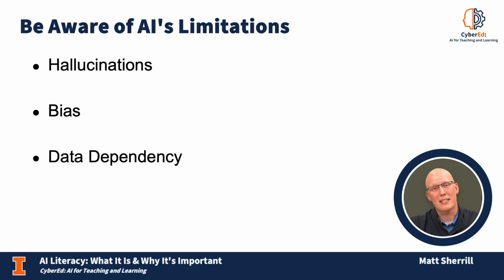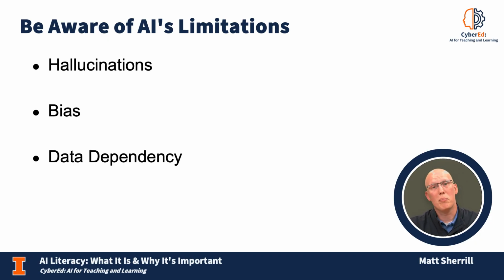So the next step in this AI literacy process is we want to be aware of AI's limitations. It does a lot of things really, really well, and it does some bad things really, really well. But there's also some pitfalls. There's some things we need to be aware of so that we can think critically and be critical consumers of what we are looking at. And if we don't know what those limitations are, we don't know what to look for or be critical of.